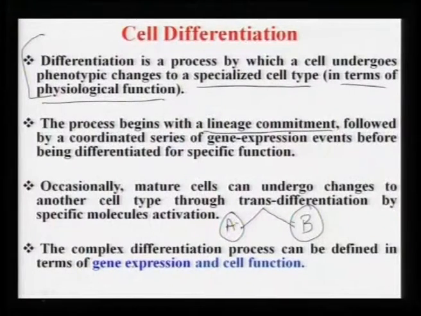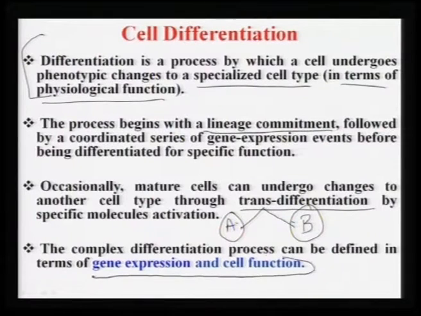Okay, occasionally mature cells can undergo changes to another cell type through transdifferentiation by specific molecular activation. Now, I will possibly give an example on that. Then the fourth one: this complex differentiation process can be defined in terms of gene expression and cell function. That is what has already been realized by you. So, different gene expression and different cell function, that is what is known as cell differentiation.